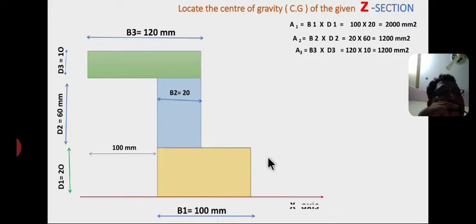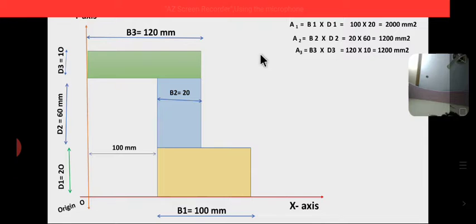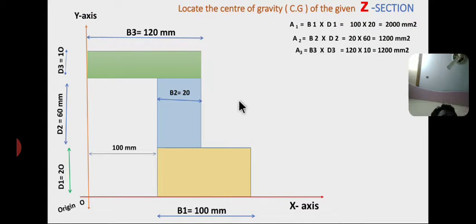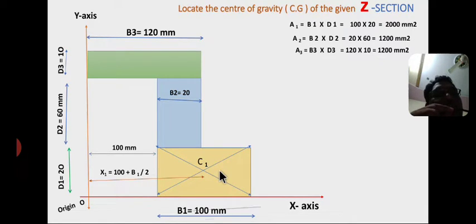Now I am drawing the reference axes. Okay, now to locate the individual centroids, first of all you have to draw the diagonal lines. So I am drawing the diagonal lines to locate the individual centroids. Here C1 is the centroid of the bottom rectangle at a distance of x1 from the y-axis and y1 from the x-axis.